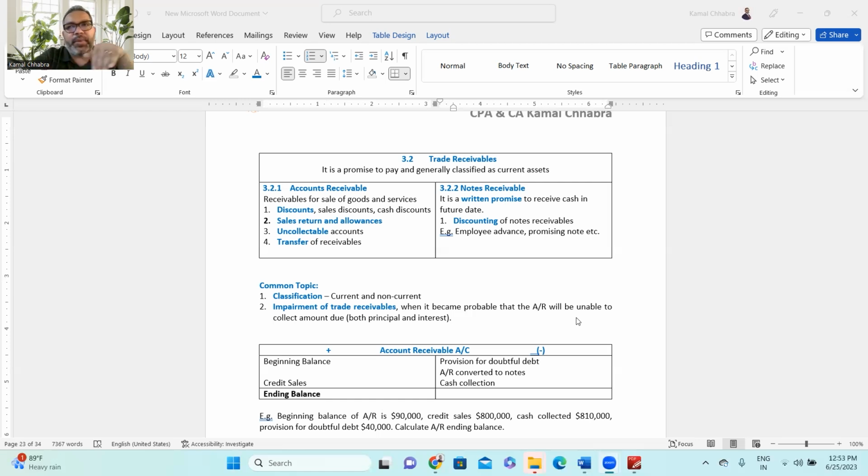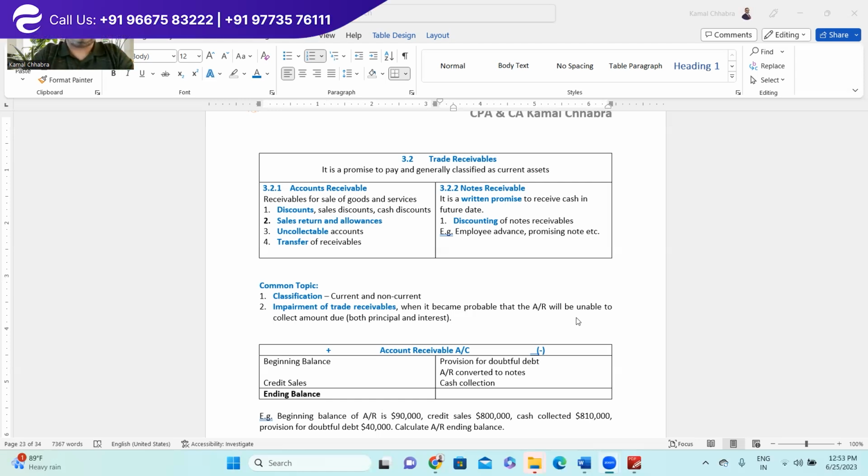So the common topic between account receivable and note receivable is classification. When account receivable or note receivable need to be classified as a current asset and when it will be considered as a non-current asset. Right? It is considered a current asset when it is received or receivable within 12 months or the operating cycle of the business. When it is received or receivable after 12 months or the operating cycle, it is classified as non-current.